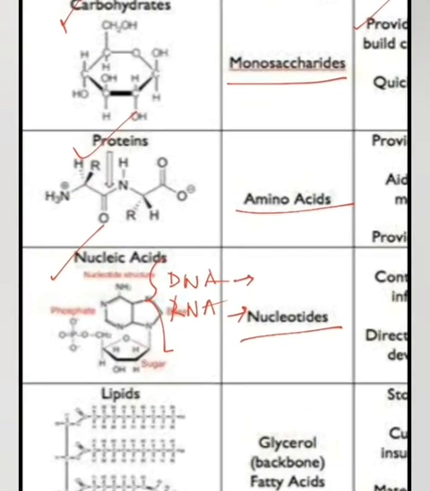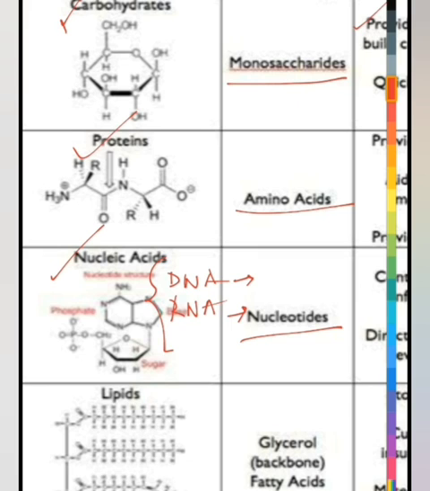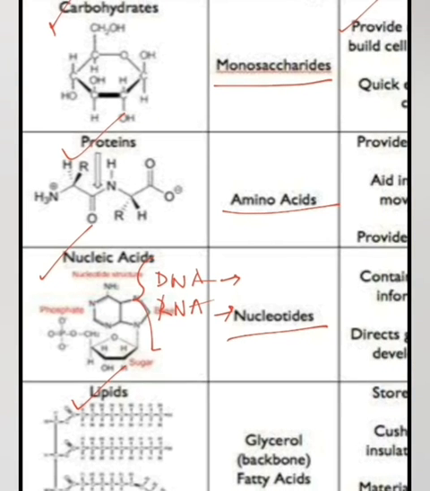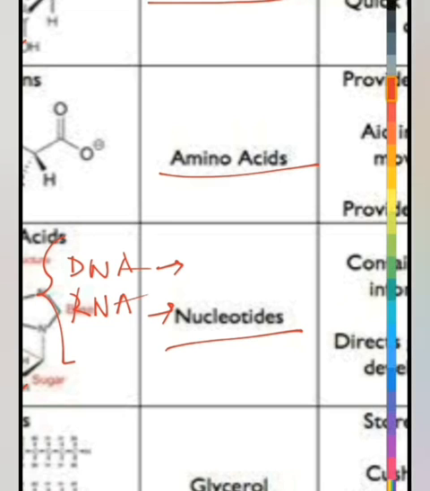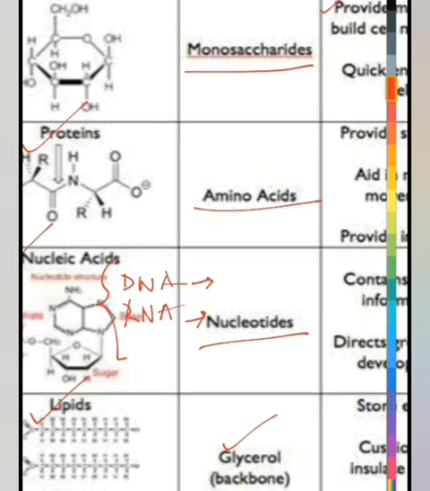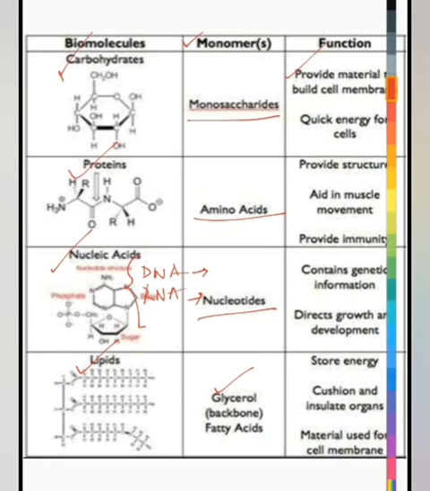So we are left with the fourth and last major biomolecule, that is lipid. In common language we call it fats, but in proper scientific terms it is known as lipids. The monomer or structural unit of lipid is fatty acid and glycerol. Here you can see fatty acid and glycerol. Clear? Now what are the functions of these fatty acids and glycerol?